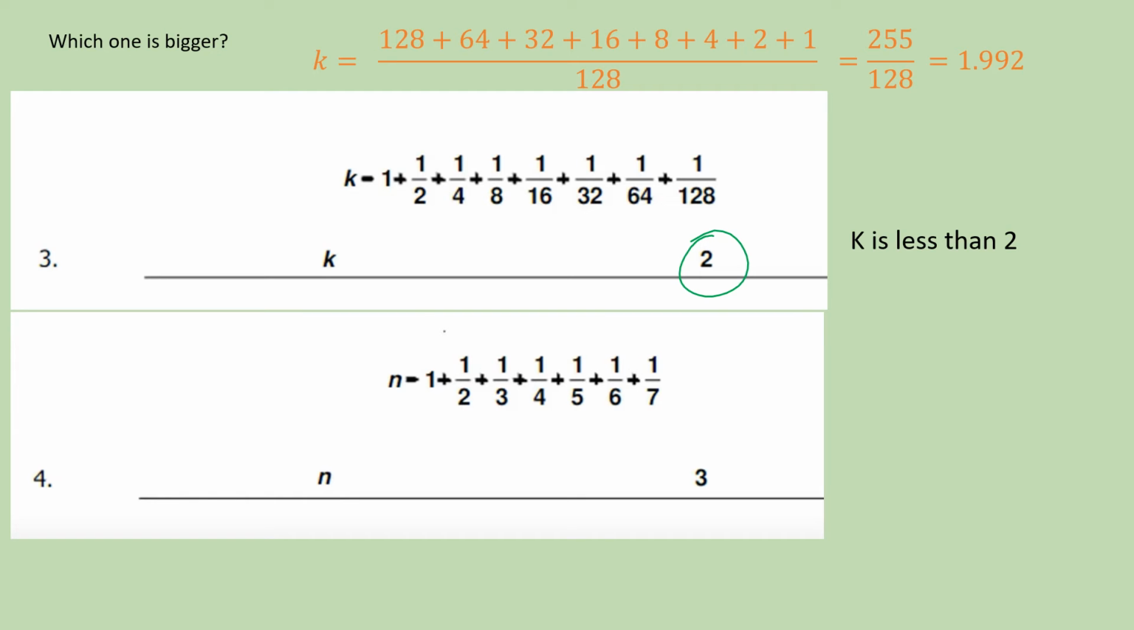For the fourth question, in the same way, if n is given as the sum of the series 1 plus 1 by 2 plus 1/3, etc., up to 1 by 7, we have to check whether n and 3 are equal, greater or lesser. If I add them up by taking the LCM for 2, 3, 4, 5, 6, 7 as 140, I get the total as 2.593.